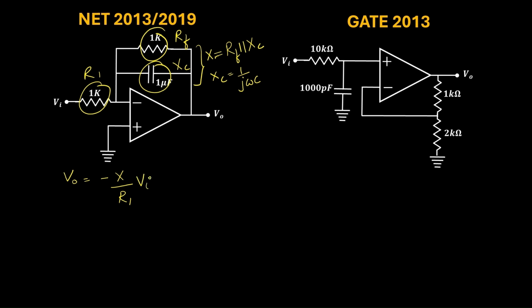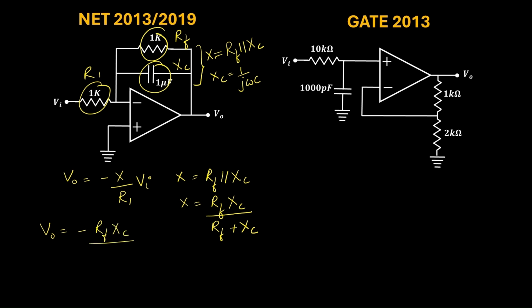Here X is RF parallel to XC, which can be written as RF into XC divided by RF plus XC. Now, the final expression of the output will be minus of RF XC divided by RF plus XC into R1, into V input. So this is the expression.